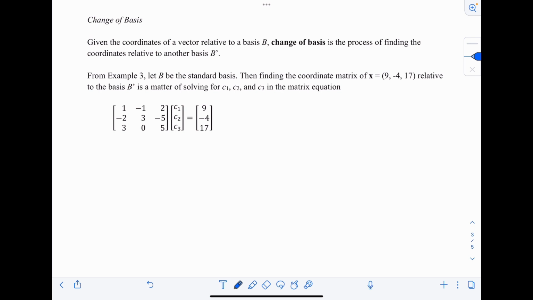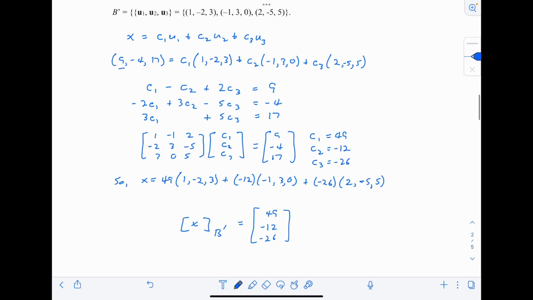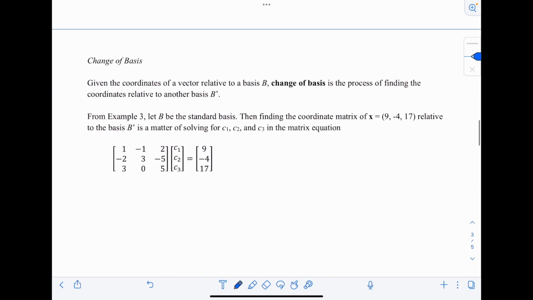So from example 3, B is the standard basis. Then finding the coordinate matrix of X, the one that we just did, 9, negative 4, 17, relative to the basis B prime, is simply a matter of solving for C1, C2, C3. That's what we did, right? So we set up this equation, and that's why I wrote it like this, to make this connection. We basically used that, in augmented matrix form, to solve for C1, C2, C3.